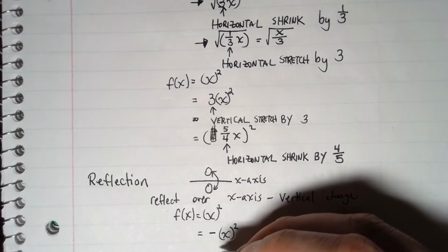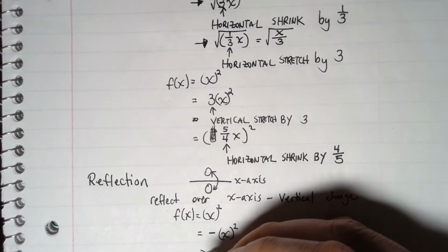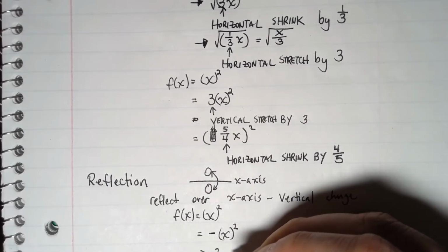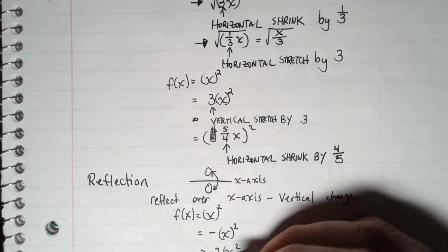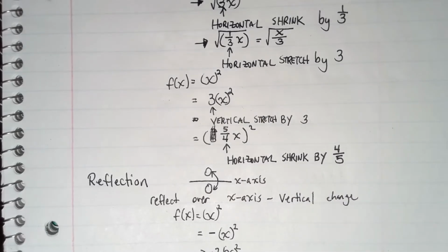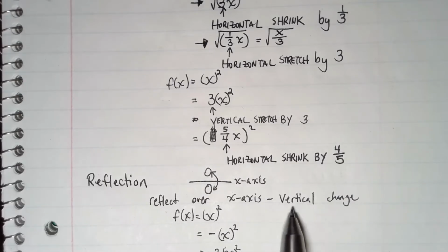Even if I put a number here in front, that's negative 2x squared. Once again, the 2 has nothing to do with reflection. The negative sign lets you know you have a reflection over the x-axis. Once again, that negative is multiplying, and that's why you have a vertical change, because it's outside.